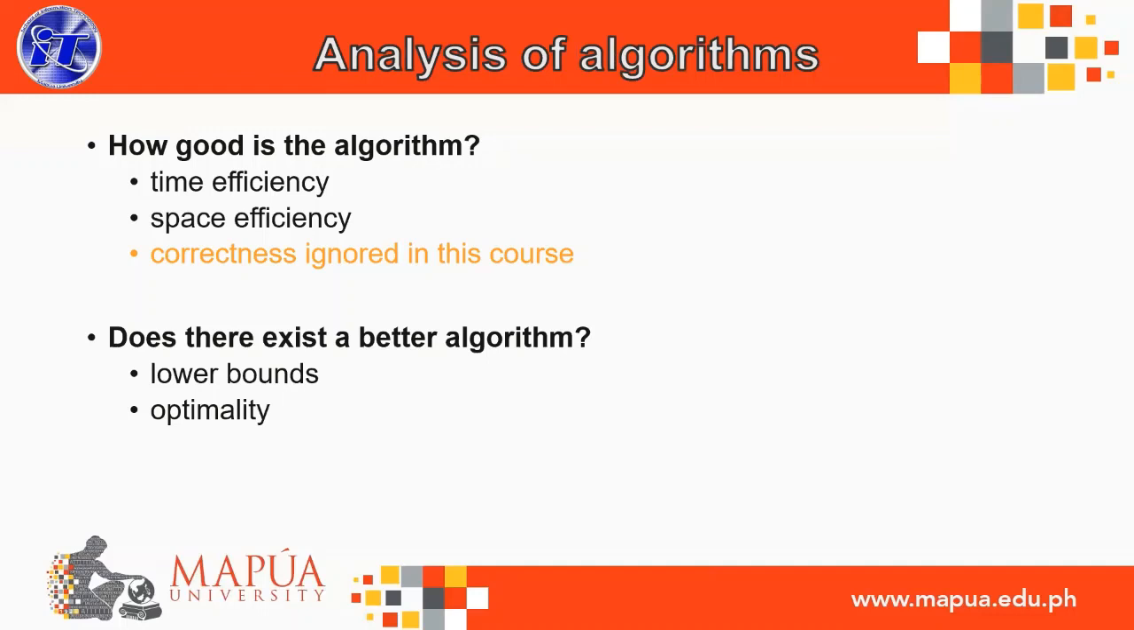So how do we determine how good the algorithm is aside from the first four criteria? Time efficiency and space efficiency. But here in our course, we're going to ignore the correctness. We're going to focus more on the time and space complexity. And for the better algorithm, we're going to determine the lower bound and optimality of a certain algorithm to say that this is better compared with the others.